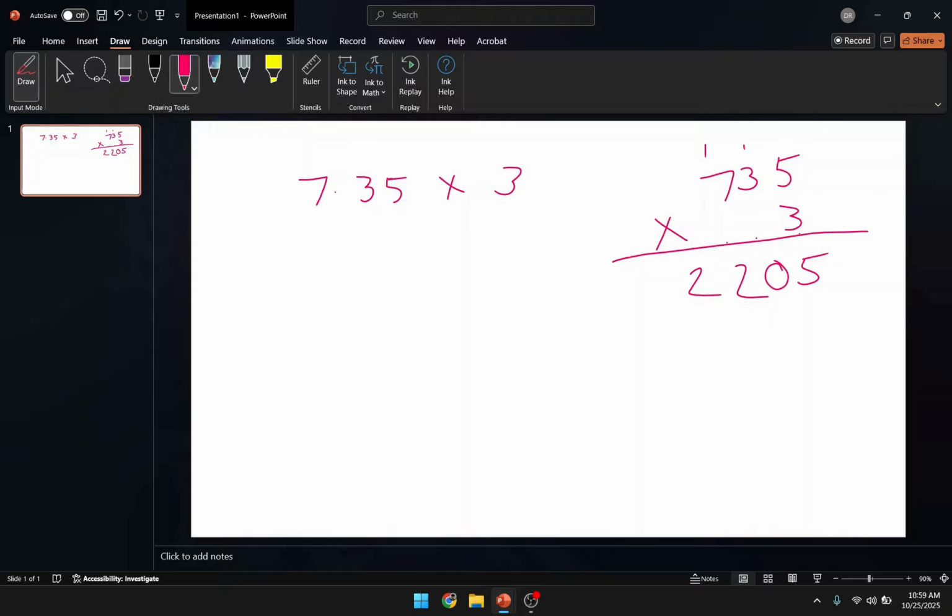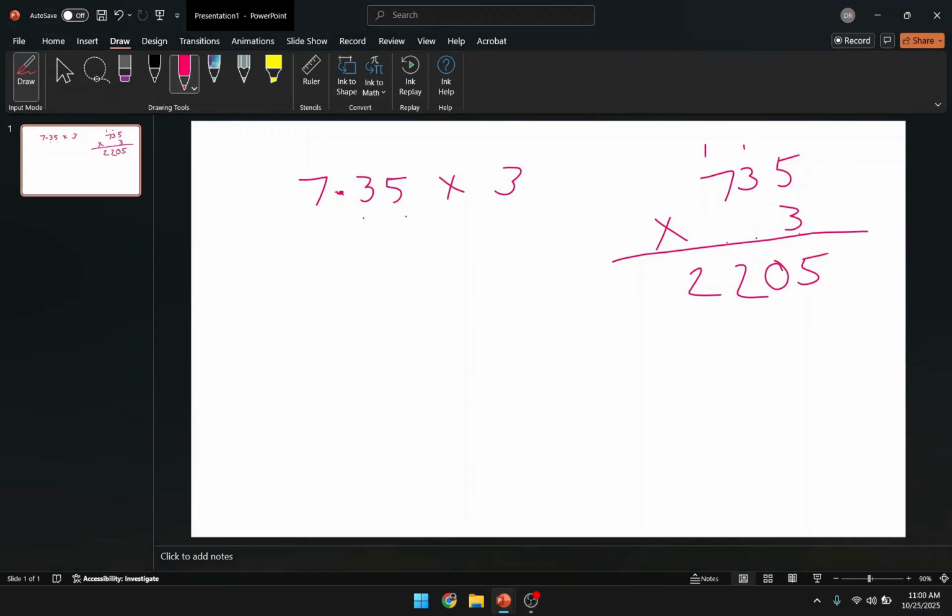Okay, so now look at this one. After the decimal I have 2 digits. Here I don't have a decimal, so let's not worry about it. So I have 2 digits after the decimal. I have to take care of 2 digits. So from the right, let's go back 2 digits. Put a dot here. So the answer would be 22.05. Okay, let's do one more.